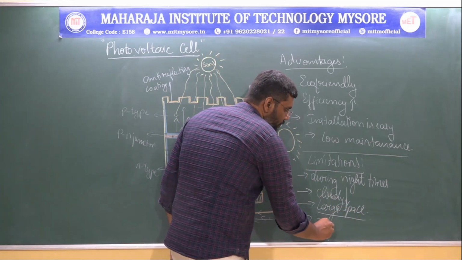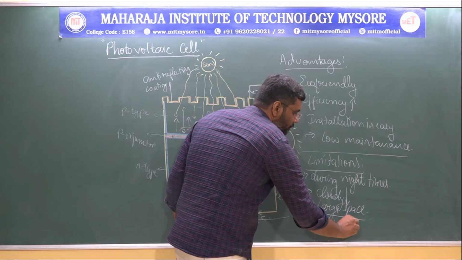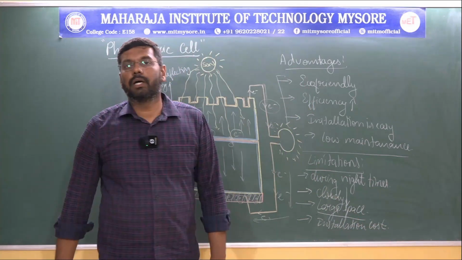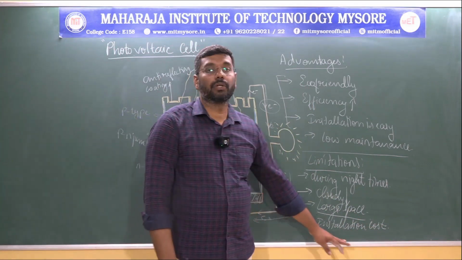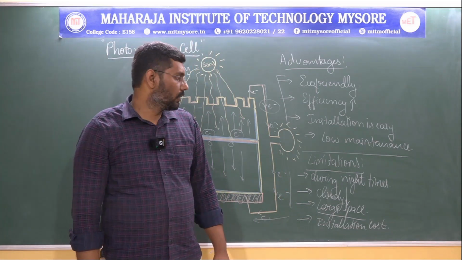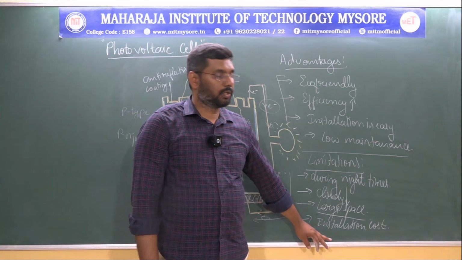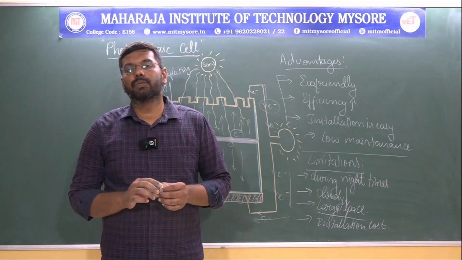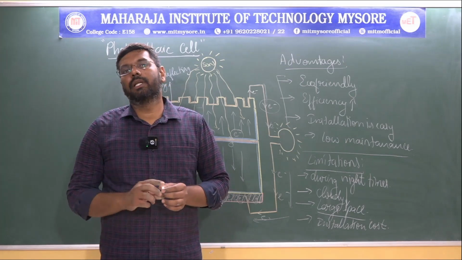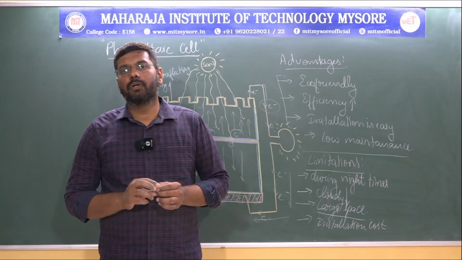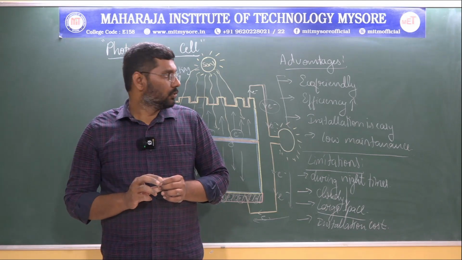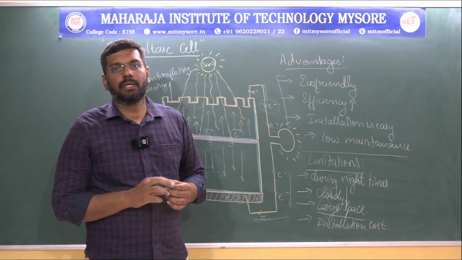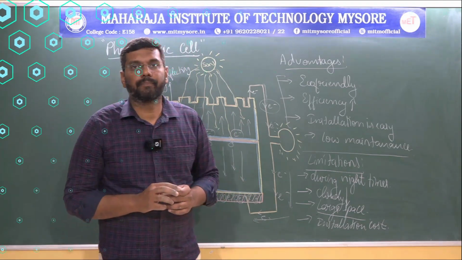So the installation cost is very high to produce a large amount of electricity, because the cost of solar panels itself is high, okay, and it's not economical. But once the PV cells have been installed, the maintenance is very little, and we can produce electricity for many years without any problem. So these are some of the advantages and limitations of PV cells. Hopefully I am clear about these topics.